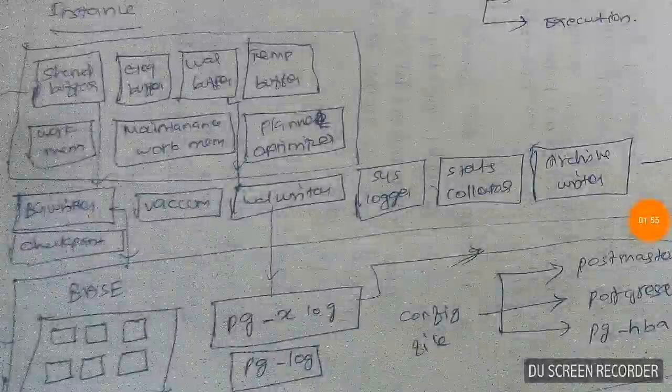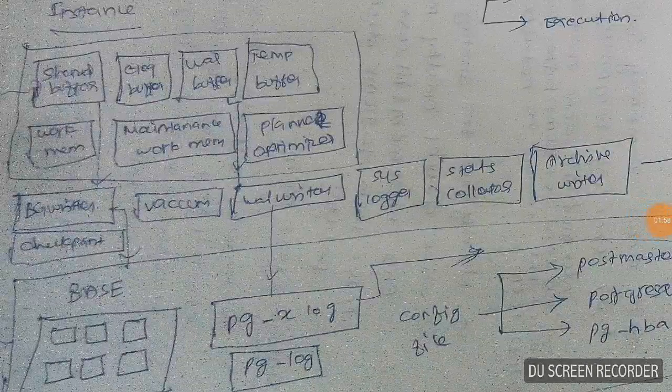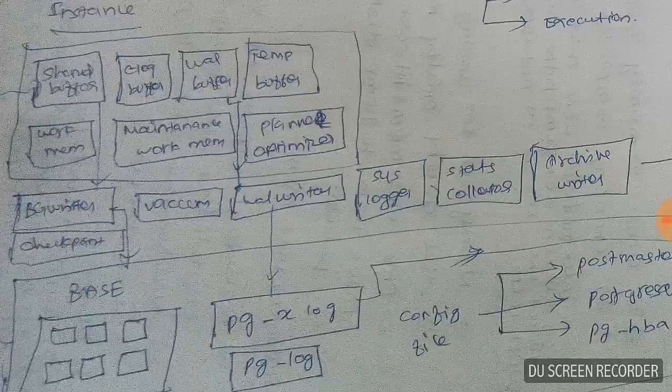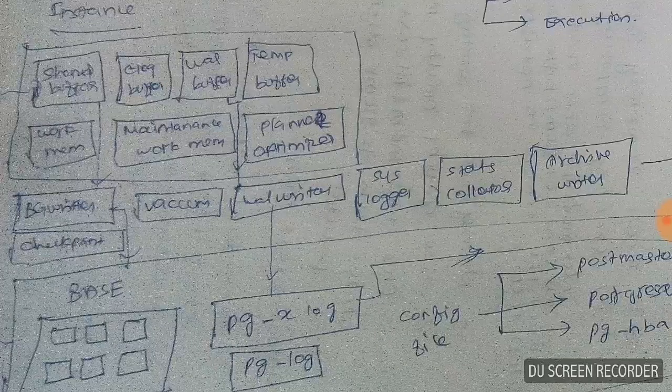Then temp buffer. The temp buffer is mainly used to access temporary tables. If you create temporary tables, or create and rebuild an index on them, that uses the temp buffer. We can't set the temp buffer for each session. If you set it in one session, it does not affect another session.